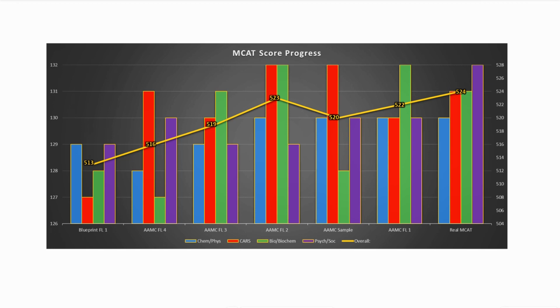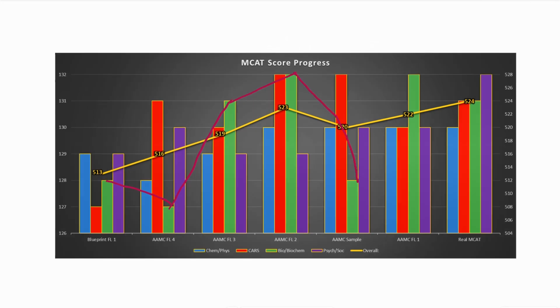Biochem was different. So of course, Biochem, you can see, was a 128 here, and then down to a 127 here, and then up to a 131, a 132, back down over here to a 128, up here to a 132, and then a 131 on the actual test. So there's a lot of variation there.